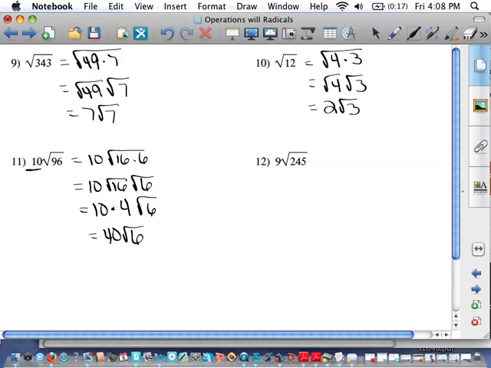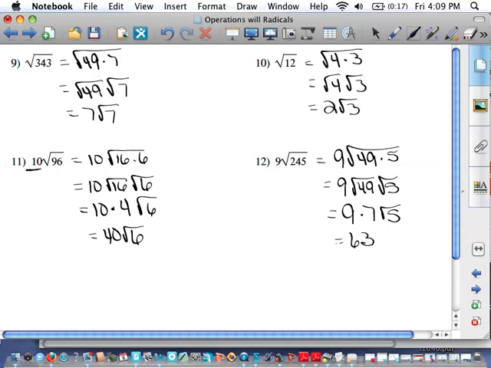Now 245. 245, I'm not going to try to divide that by 2. I'll try to divide it by 5. I get 49 and 5. So this becomes 9 square root of 49 times 5. Again, I have 9 times the square root of 49 times the square root of 5. So 9 times 7 square root of 5, which gives me 63 square root of 5.